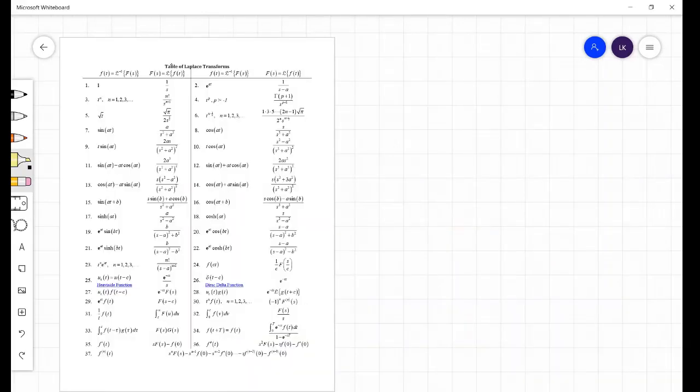You'll mostly be using a table of Laplace transforms to find the Laplace transforms of functions and inverse Laplace transforms. But it's good to be familiar with Laplace transforms of some basic functions and be able to derive them via the definition of the Laplace transform.